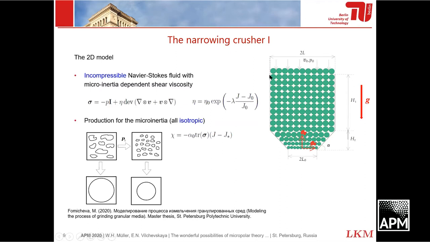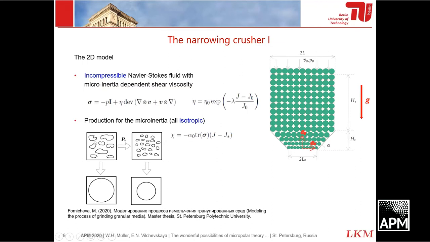Here's the problem. We have a funnel. This is the funnel, a narrowing pipe here. So we have a narrowing pipe. There's some pressure here on top. There's some matter in here. There is gravitation. So the whole thing is pulled through the pipe. We have certain particles here, which look kind of spherical. If we go down here, the size of these particles becomes smaller and smaller. So what we see here is a crusher, a milling machine, a narrowing crusher, in order to make the whole thing more interesting.